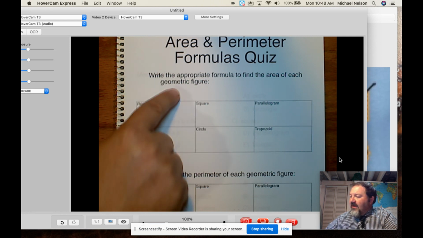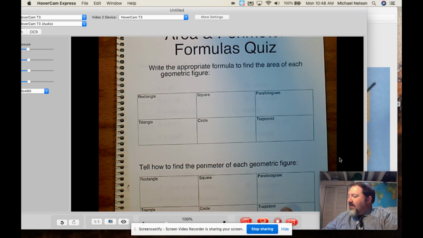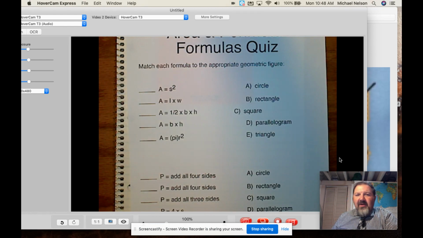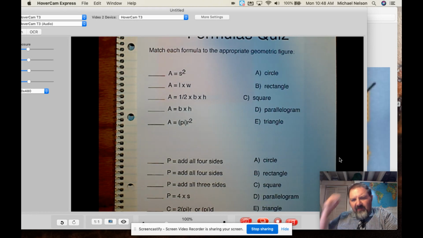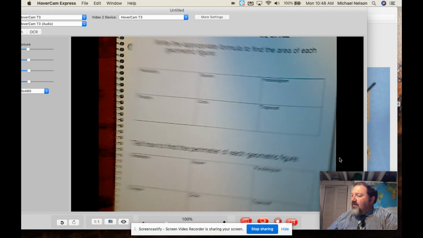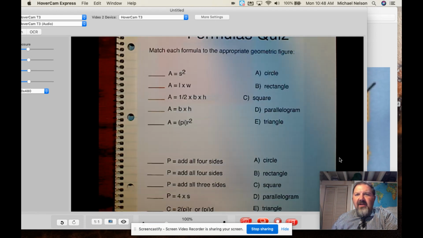So we'll have area, and then down here they talk about perimeter. On the back side is a matching quiz, which is a neat little tool to practice with. What I would do is watch the video, fill this out as we go through the video, and then step away from it till later today. Come back and see if you can match those up pretty easily.